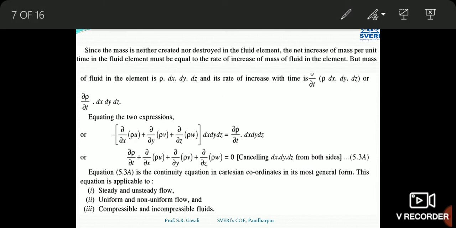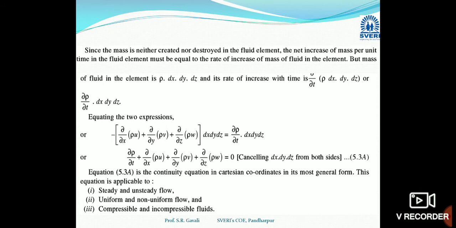Now this gain in mass can also be calculated by the change in density of that element, and it is given by the equation dou rho by dou t into dx dy dz. So mass is changed, therefore density is going to be changed. The gained mass can also be expressed in terms of change in density, as density is changing. Therefore these two equations are equated: the net gain is equal to the net change in mass in that term.